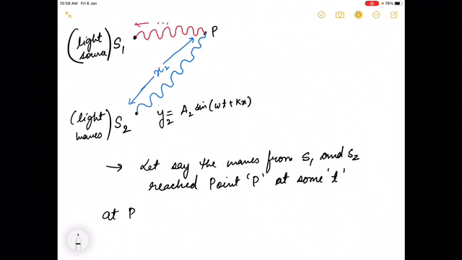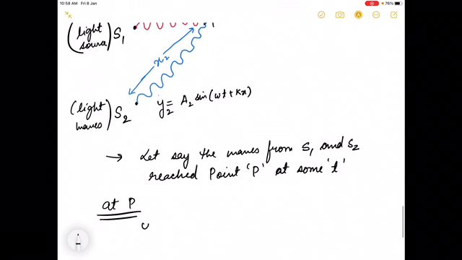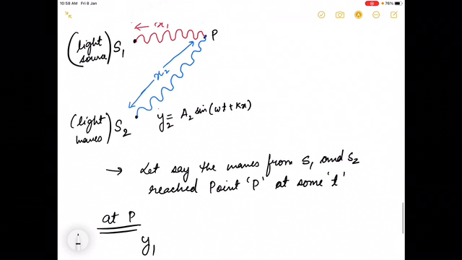At point P, y1 will be changed to, now you have to keep in mind, very clearly I can write y1 = a1 sin(ωt + kx1). Omega is the same, it has taken t time to reach that point, plus k is the same, and the distance it has traveled is x1, right? x1 is the distance that it has traveled. Yes or no? I hope that is understandable to everyone.